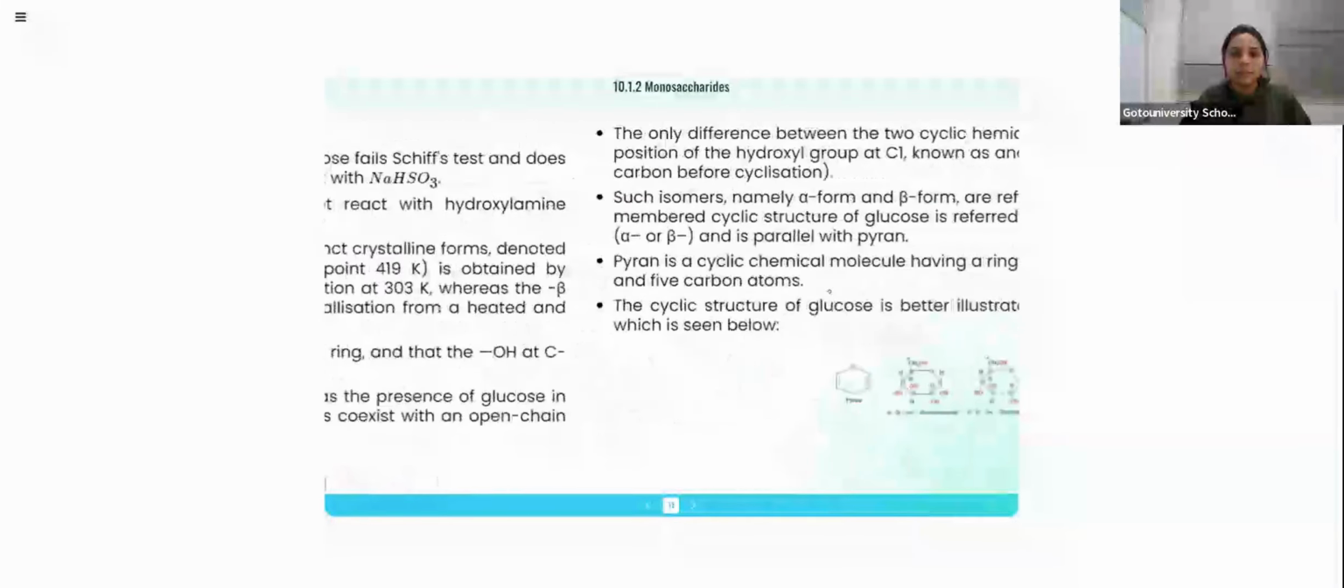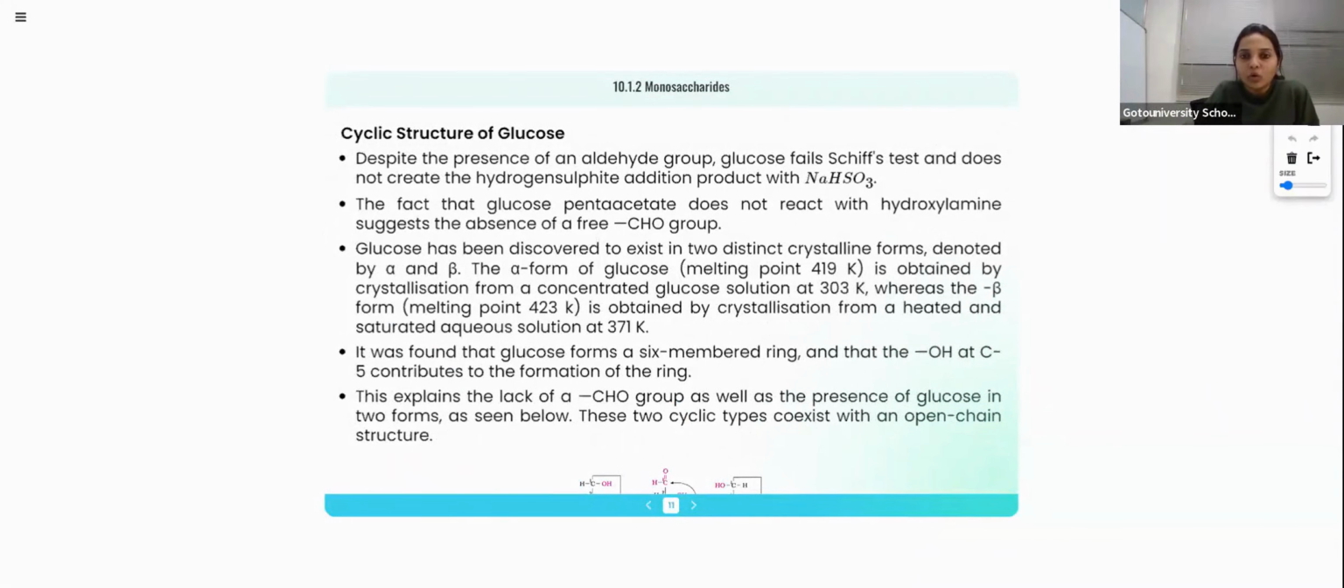Okay. See, despite the presence of an aldehyde group, glucose fails the Schiff's reagent test. You are doing the practicals, right? So you are using Schiff's reagent, the violet coloration, that one. They don't create the hydrogen sulfite addition product with sodium bisulfite. This one you are doing in the practicals, right? The fact that glucose pentaacetate doesn't react with hydroxylamine shows the absence of a free CHO group. It means the CHO group present in glucose is not free. It means it is connected somewhere. There is a cyclic structure.